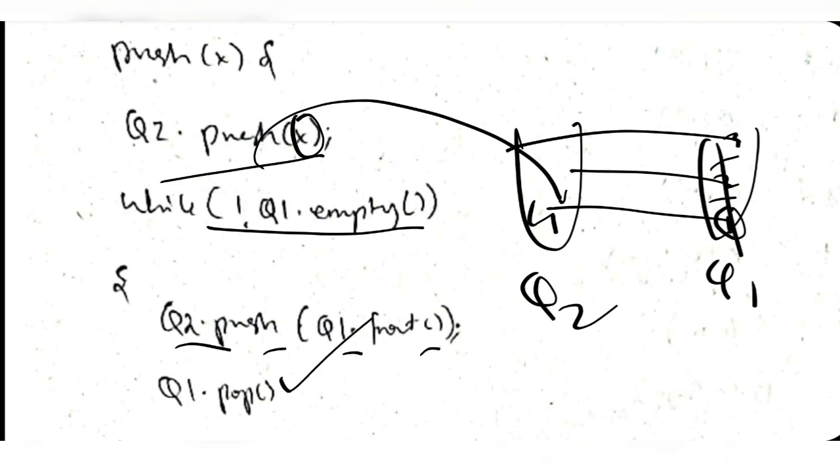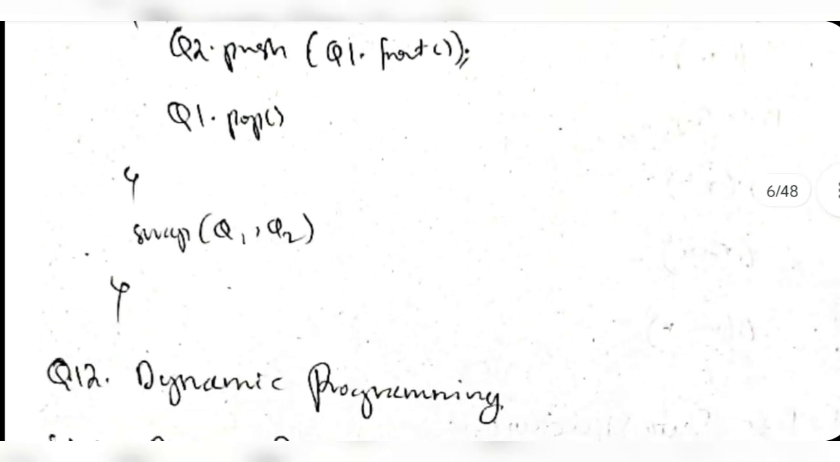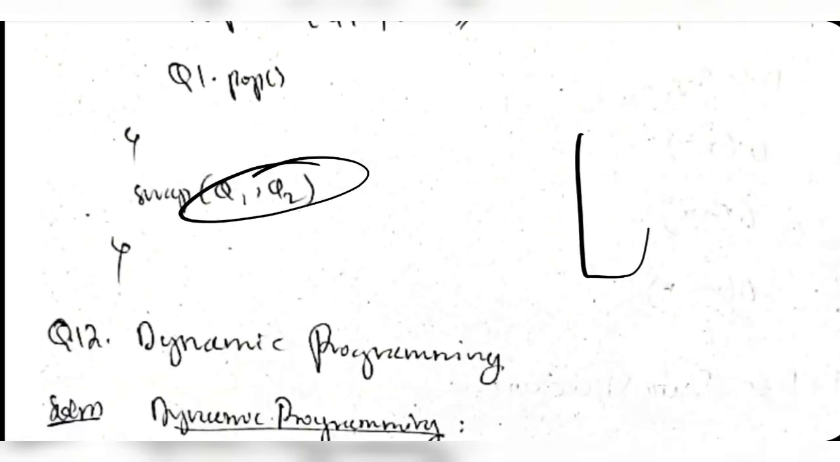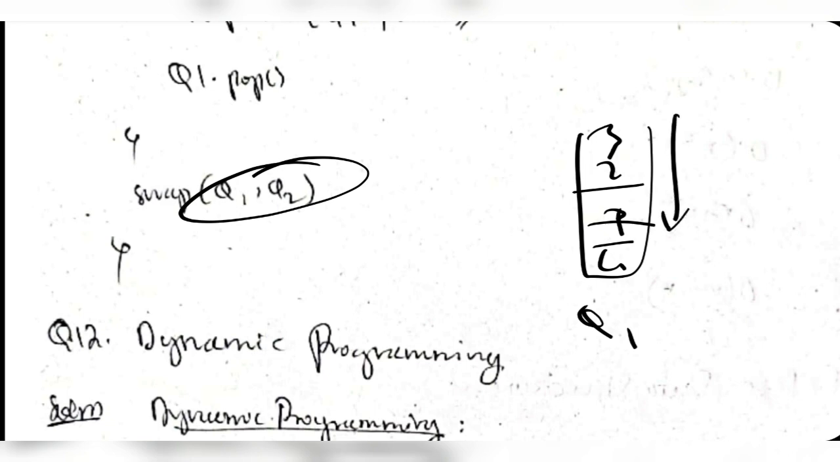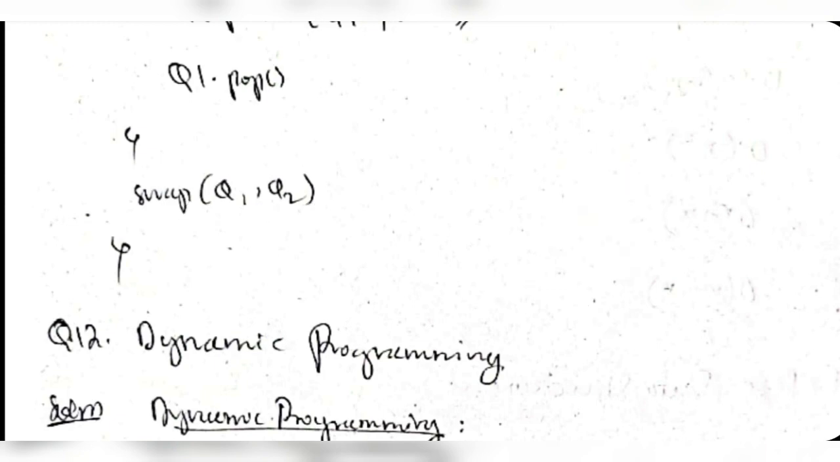q1 dot pop, q1 will become empty, so it will have 4, 1, 2 and 3. After q2 is initialized, swap q1 and q2, so that q1 now holds 4, 1, 2 and 3. If it followed FIFO, the first element to be output would be 4, then the other elements. But actually this was the last element which was inserted, right? So it's following LIFO by using queues. Okay, so that's how you convert a queue into a stack.